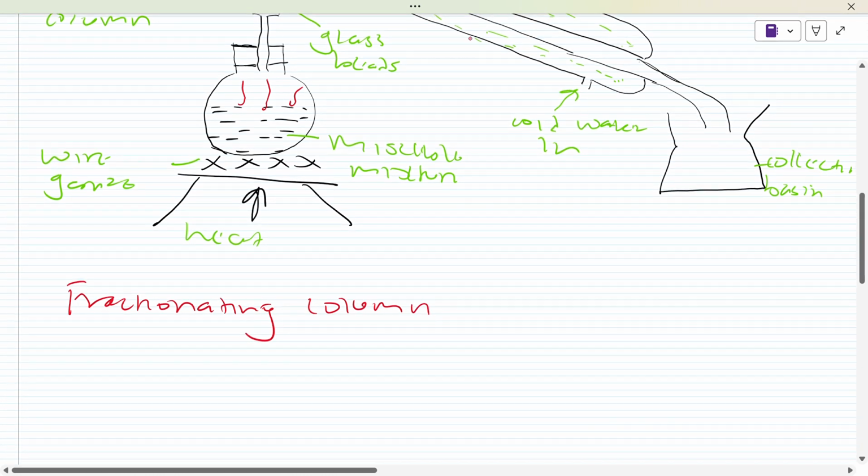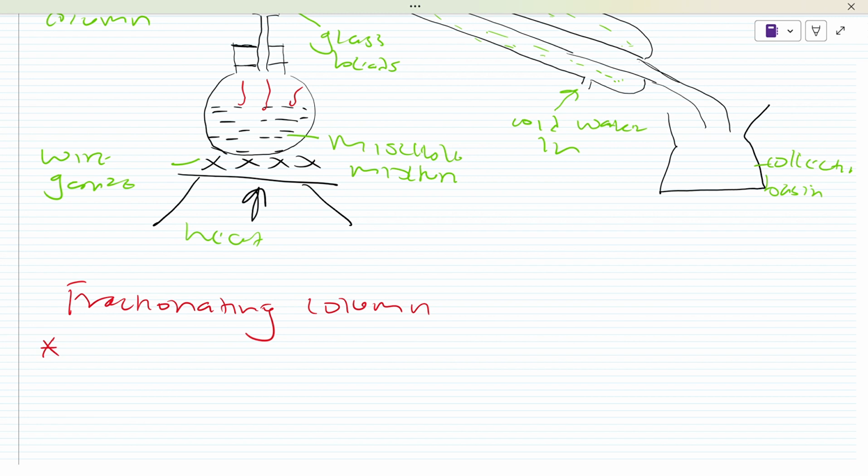And most students always have a problem in this. The first thing is the function of the fractionating column is to create a system that can condense vapor. So imagine a situation whereby I was having ethanol.